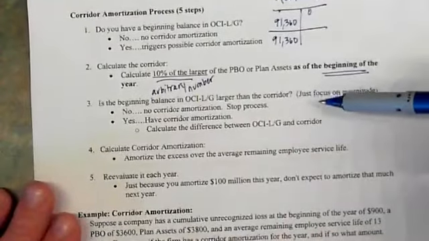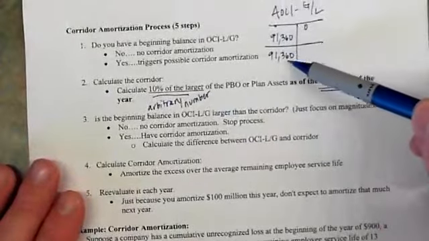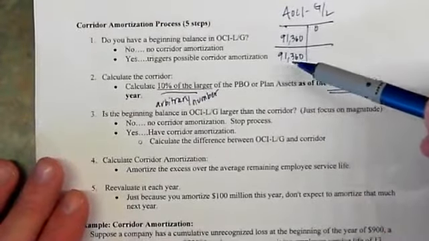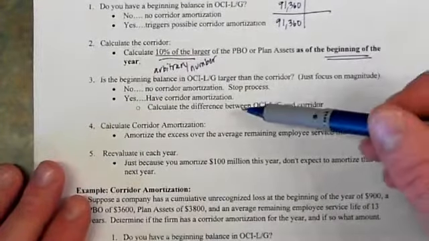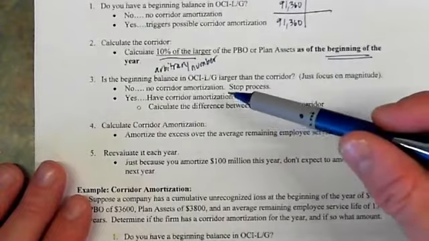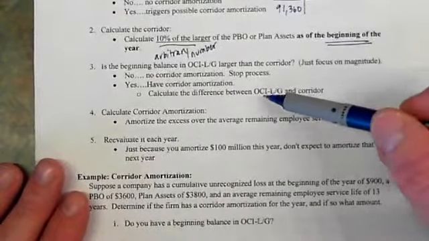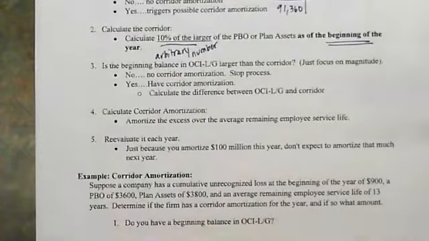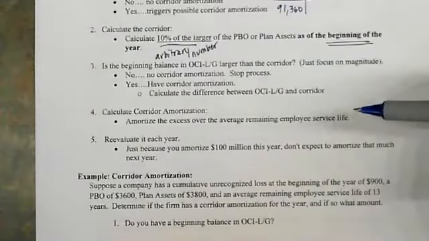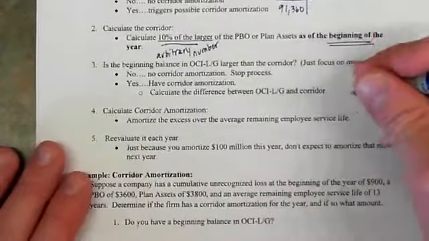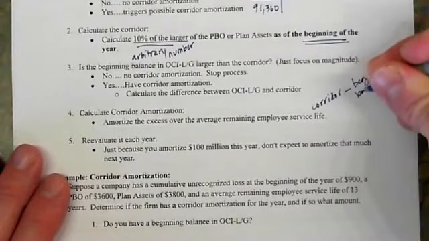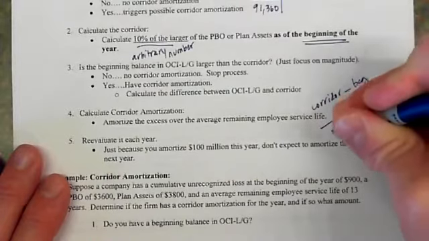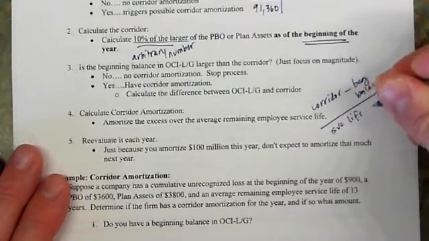If it is larger than the corridor, if the beginning balance of 91,360 happened to be bigger than 10% of the PBO or plan assets, then we would have to apply corridor amortization, and we'd want to look for the difference between our unrecognized gains or losses and the corridor. In order to calculate that amount, we just want to divide up the difference between the corridor minus the beginning balance over the service life of employees.